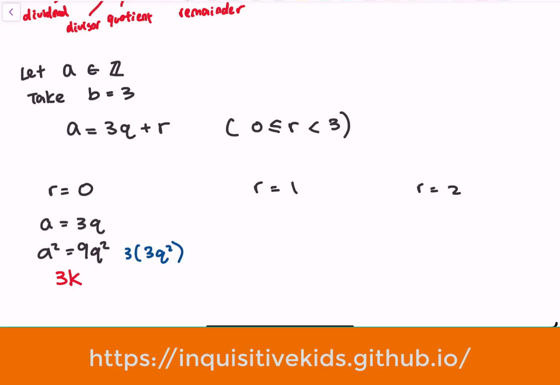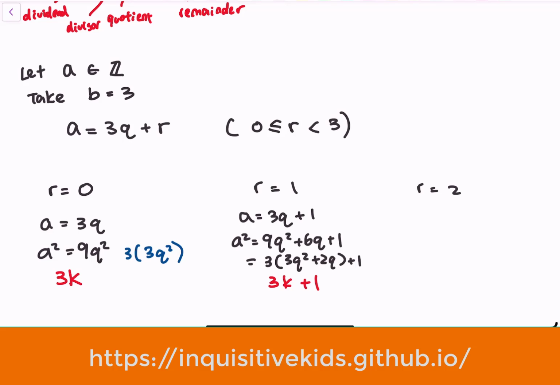Now, what if we have r is equal to 1? Then a would be equal to 3q plus 1. a squared would be equal to 9q squared plus 6q plus 1, which is equal to 3 times (3q squared plus 2q) plus 1. This, as you can see, is in the form of 3k plus 1.